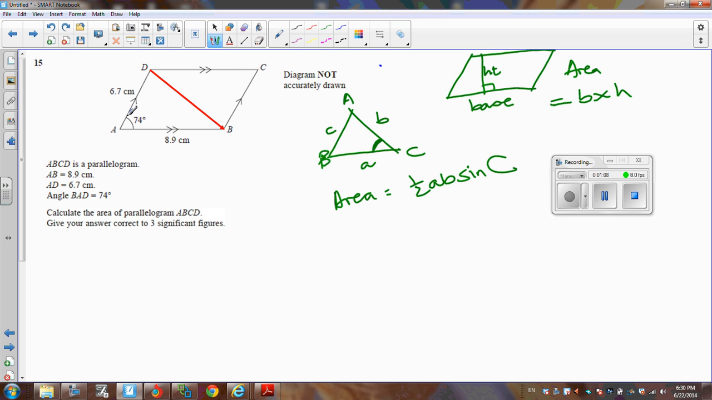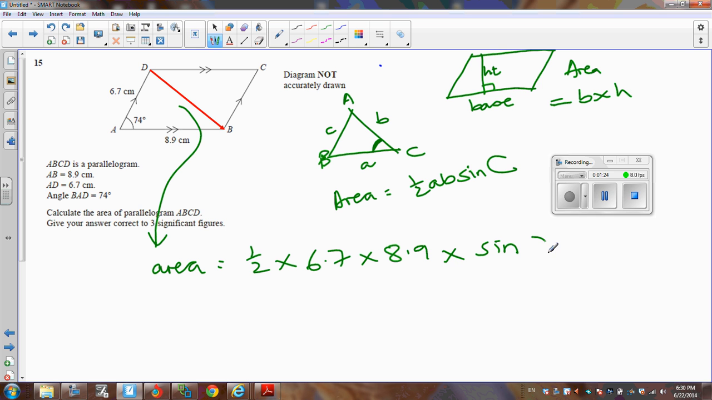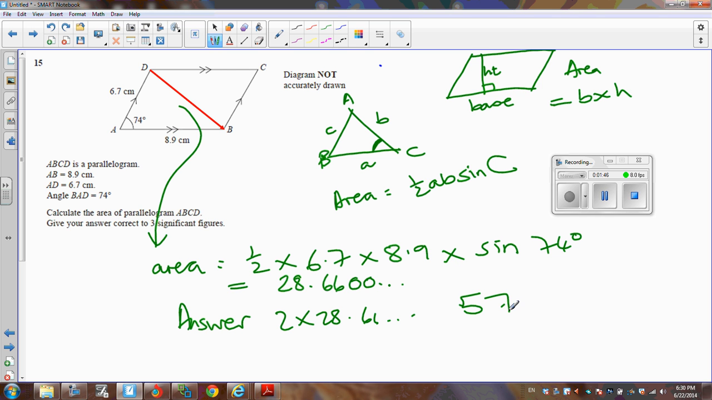If you look, we are given this length, and we are given this length, and we're given the angle in between. So the area of this triangle is just going to be a half times 6.7 times 8.9 times sine 74 degrees. Your calculator will do all of that for you. It comes out as 28.660 centimeters squared. If we want the area of the whole thing, we realize that these two triangles are identical. So the answer is just going to be 2 times the 28.66, and that comes out as 57.32, which I'm going to round to 57.3.